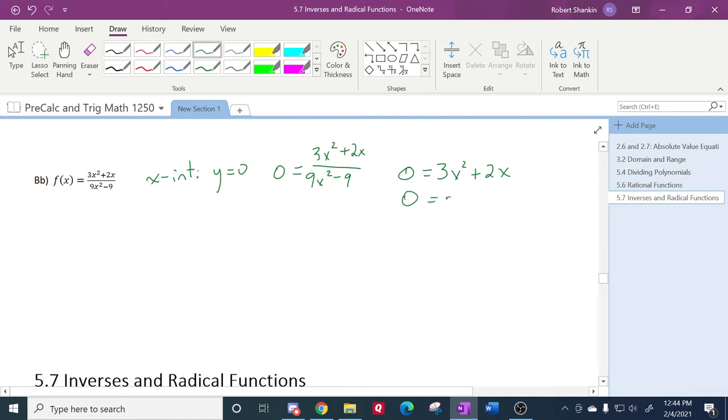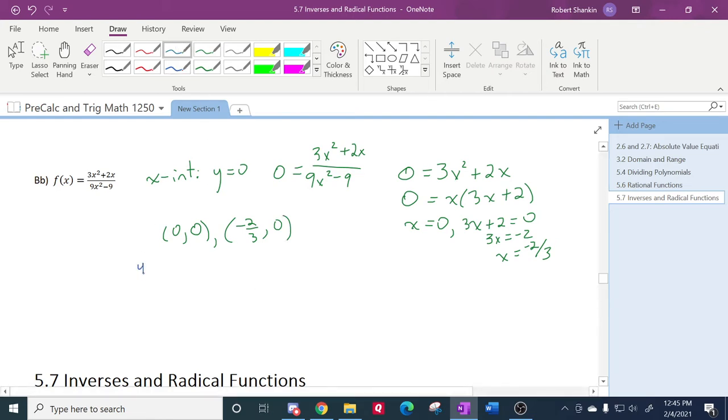Now I'm going to factor. It's a quadratic equation. So the two answers are going to be x equals 0 and 3x plus 2 is equal to 0. Subtract 2, divide by 3. Alright, so the x-intercepts are when x is 0, the y will be 0, and when x is negative 2/3, the y will be 0.